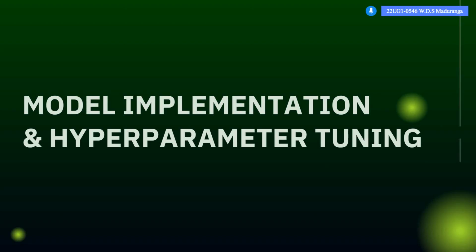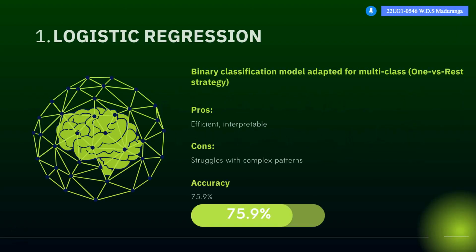Today, I'll summarize our model implementation and hyperparameter tuning effort to enhance performance with three machine learning models: logistic regression, random forest, and support vector machine. We started with logistic regression, a common choice for binary classification. We adapt it for our multi-class problem using a one-vs-rest strategy. While efficient, it can struggle with complex patterns, achieving an accuracy of 75.9%.